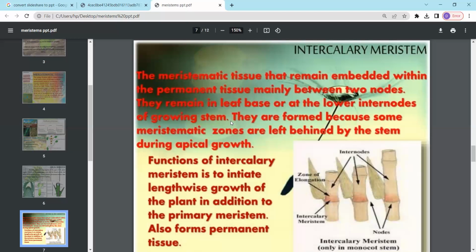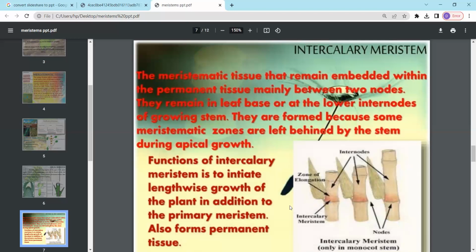Generally, these intercalary meristems are present at the nodal region, at the lower internodes of the growing stem, and they are formed because some meristematic zones are left behind by the stem during the apical growth. So the meristems present mainly in the nodal region are called the intercalary meristems.